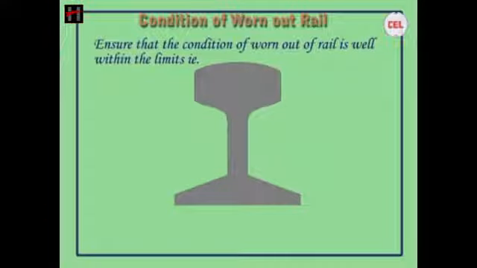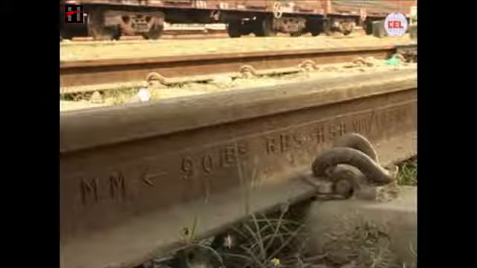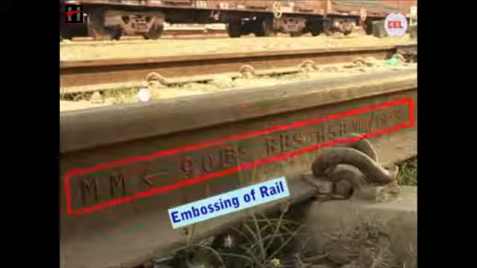4. Ensure that the condition of the worn out of rail is well within the limits. For 60 kgs, it should be less than 13 mm. For 52 kgs, it should be less than 8 mm. And for 90 R, it should be less than 5 mm from the top. Number 5. Ensure that the embossing of rail is never covered by axle detectors.